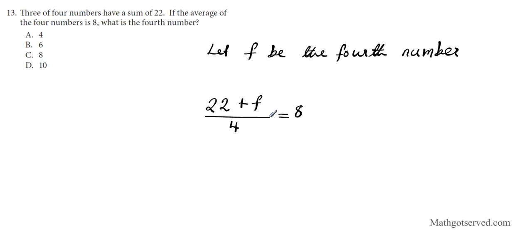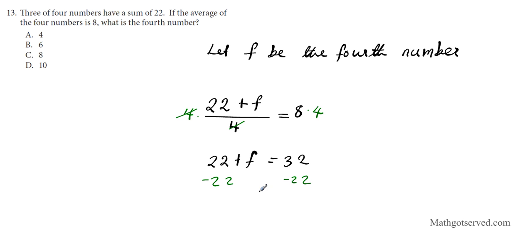So how do we do that? We multiply both sides by 4 and subtract 22. Okay? All right, let's do it. So multiply by 4 both sides. These divide out. So I'll have 22 plus f equals 32. And to finish it off, just subtract 22 from both sides.